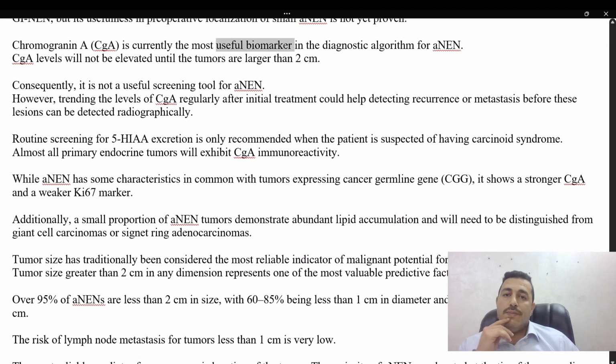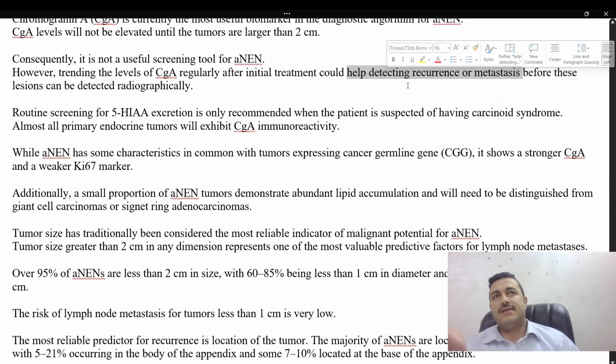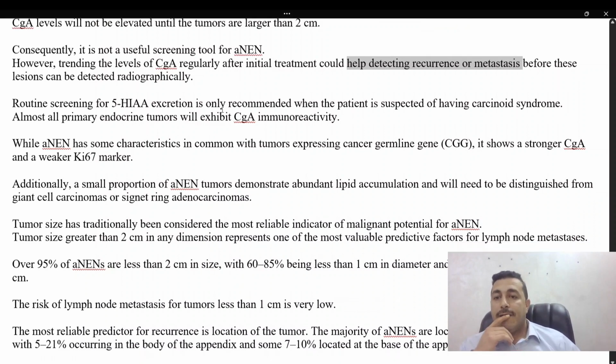Chromogranin A is the most useful biomarker in diagnosing the neuroendocrine tumor, but the tumor should be larger than 2 centimeter. And it's useful in the screening. Yes, not screening, I'm sorry. It's not useful for screening, it's useful for detecting the recurrence or metastasis. Screening is when we want to discover the tumor before it has happened. It's useful in detecting the recurrence or metastasis after surgery. Okay.